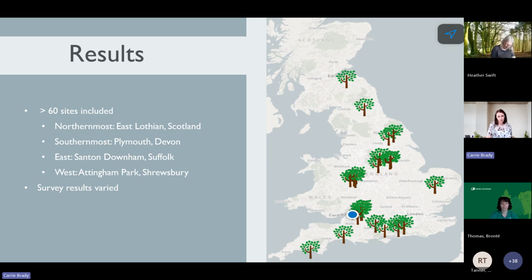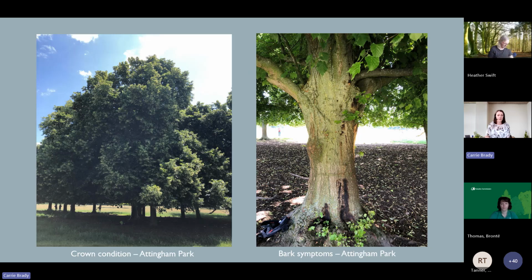Our northernmost reports of bleeding cankers was up in East Lothian in Scotland, and the southernmost was in Plymouth, Devon. The furthest east that we've had a report has been in Suffolk, and the most westerly has been Attingham Park in Shrewsbury. But overall, our survey results did vary quite a lot.